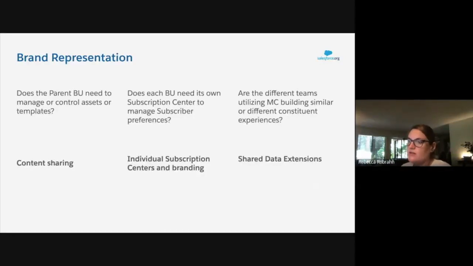So certainly where there is similarity between business units, whether the data is similar or the experience for the constituent is similar, you can utilize shared data extensions to make it easier to manage for that unit. If it is a different experience that the business unit is looking to create for the constituent, in terms of the data they need access to, the assets, the communication flow, then certainly you can have different data segmented off to those units via the shared data extensions.